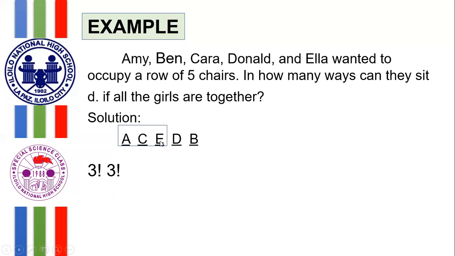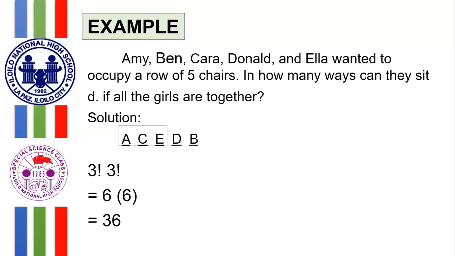And there are 3 factorial ways for Amy, Kara, and Ella to be arranged within themselves. So for example, you could have here AEC, CAE. All in all, there are 3 factorial ways. And by the fundamental counting principle, that's why we multiply them. Hence, we have 3 factorial times 3 factorial. 3 factorial is 3 times 2 times 1, which is 6. So we have 6 times 6, or 36 ways. Hence, there are 36 ways for all of the 3 girls to be together.